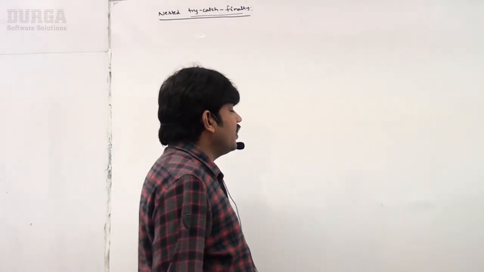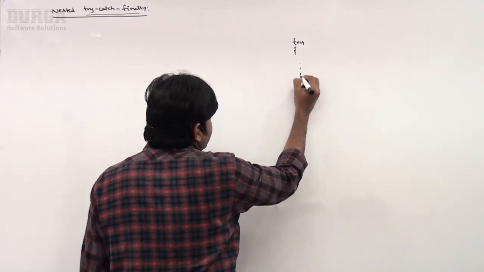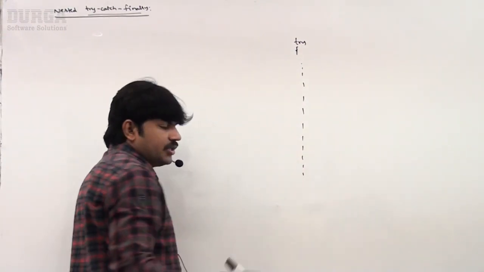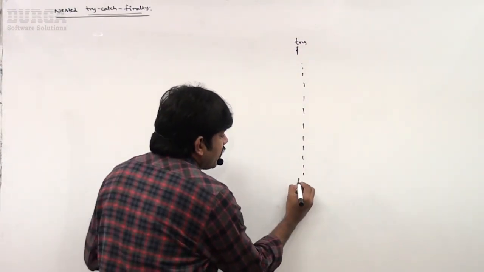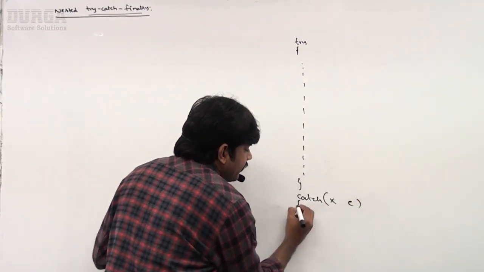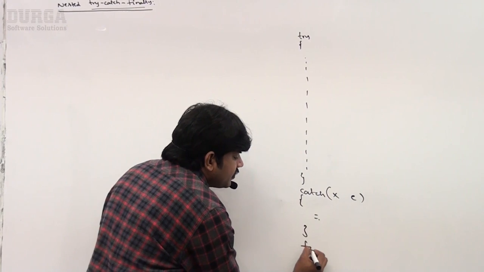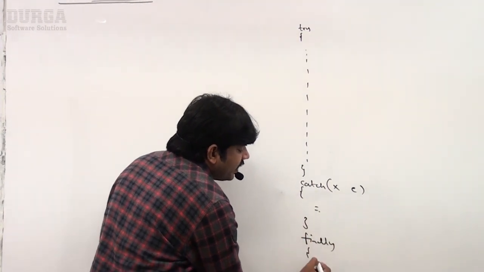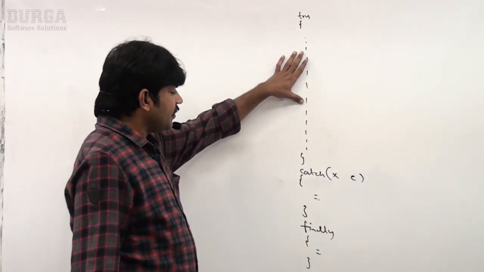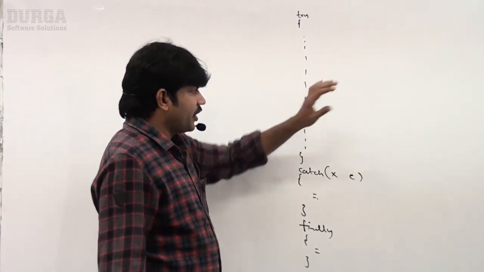Just observe that. I have a try here. Assume that this is the risky code. Now a catch block is there, which is the handling code, and then a finally block is there, the cleanup code. Try catch finally. This is the risky code I am writing.